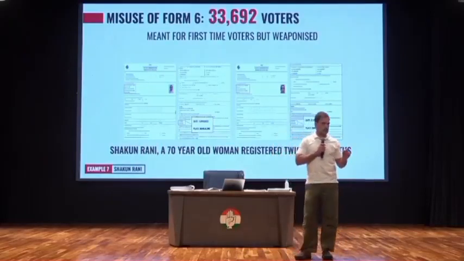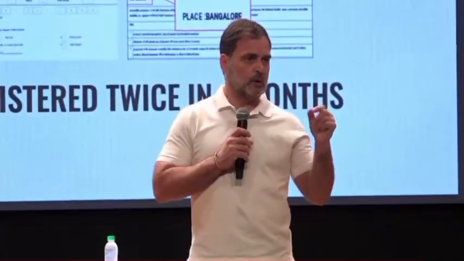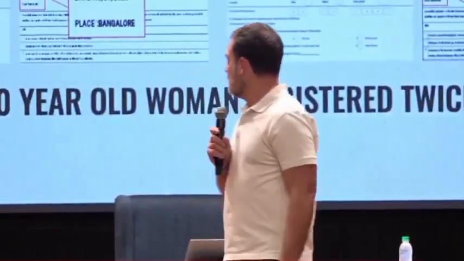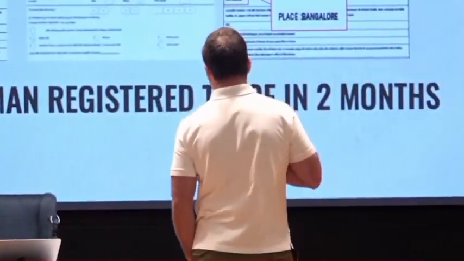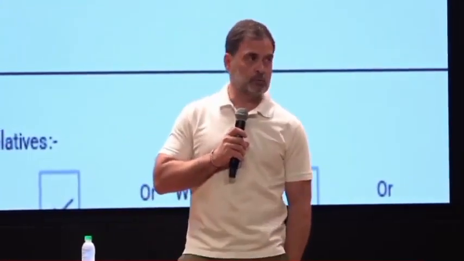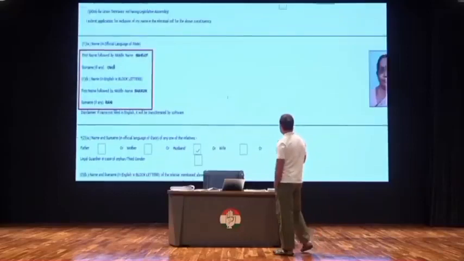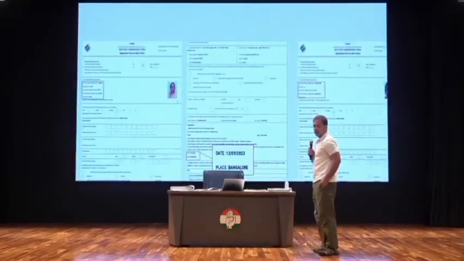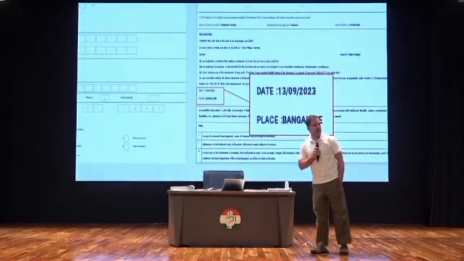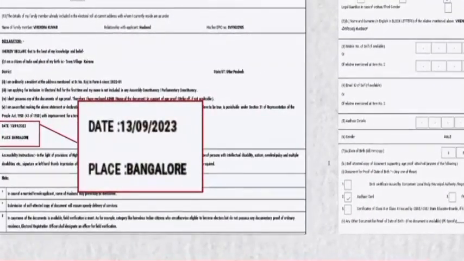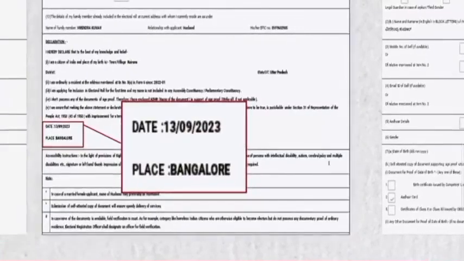This basically is anybody who wants to vote for the first time can use this list, Form 6. So you go, you get into the Form 6, and then your name goes into the voter list. There's a lady called Shakun Rani, 70-year-old. Zoom out. That's her. And you see a very interesting thing here. She appears twice on the voter list. She comes in using form 6.